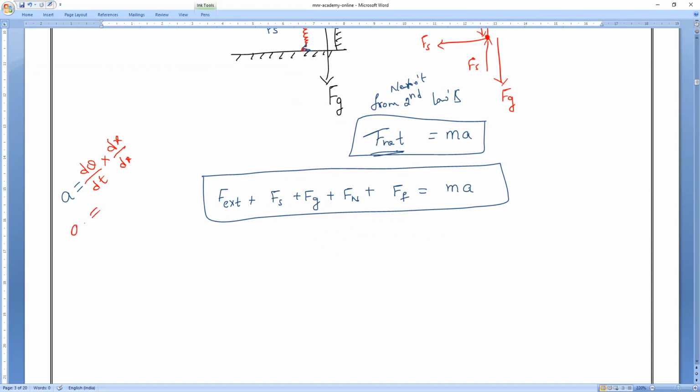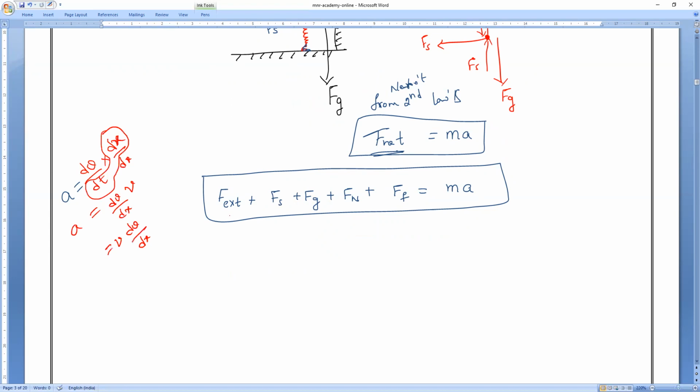So what is another formula of acceleration? Anybody can tell? v into dv by dx. We are all very familiar with that, since dx by dt becomes velocity. So dv by dt is dv by dx into v. Am I right or wrong, guys? Yes, sir, v into dv by dx. Will you all agree with that?